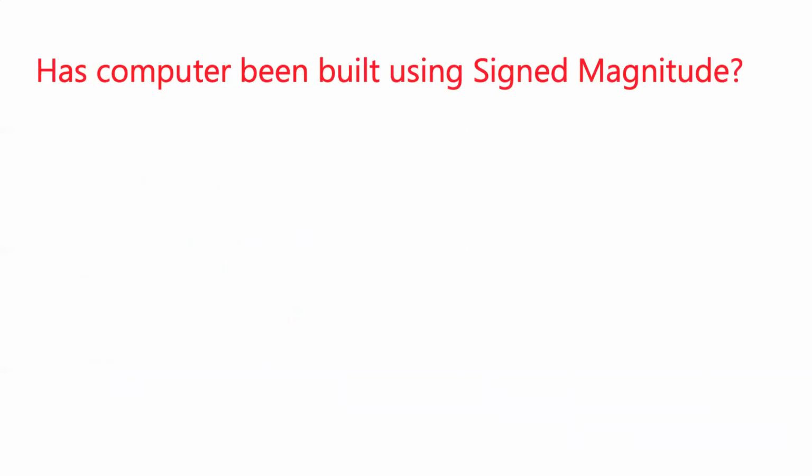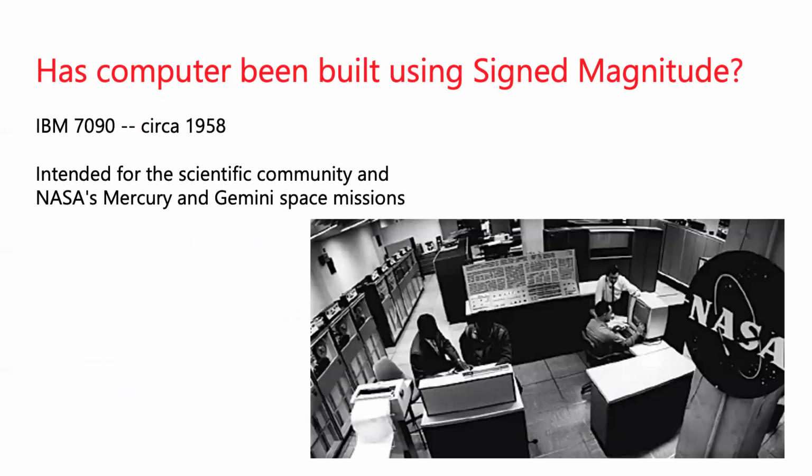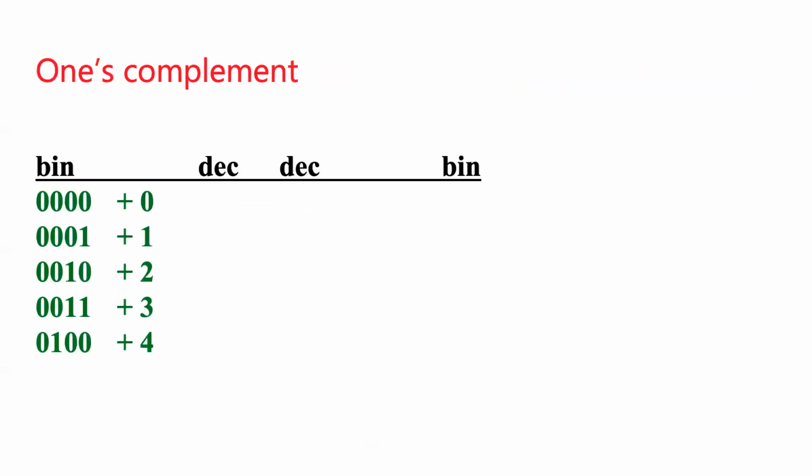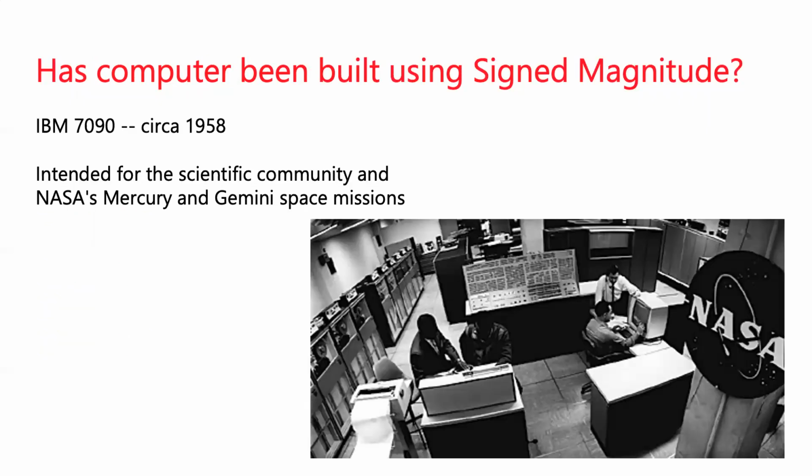Is this a good idea? Has anyone actually built a computer system using signed magnitude? Sure, it took us a while to settle on the numeric systems that seemed to make the most sense. And in the 50s, there was a computer system built using signed magnitude for representing numbers. But modern computer systems don't work that way. Let me hesitate before we move on to our second contender, one's complement. Any questions at this point?